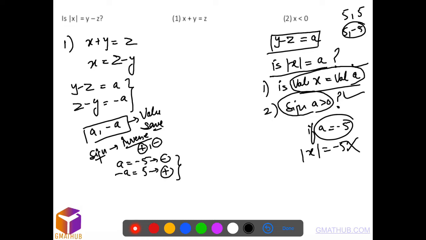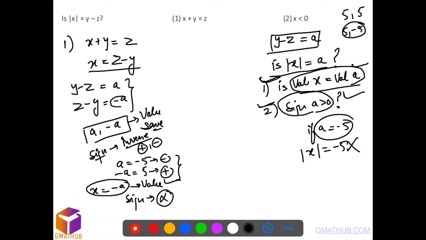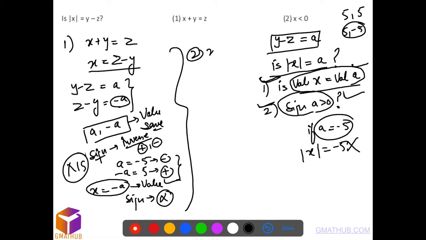So what it tells me is, this first statement, x is equal to minus a. Value wise they are the same. It answers the first question. But in terms of sign, I don't know. It doesn't answer the second. Minus a or a could be 5 or minus 5, both are possible. So this is not sufficient. Second says x is negative, clearly not sufficient. Doesn't tell me anything about a or y and z for that matter.